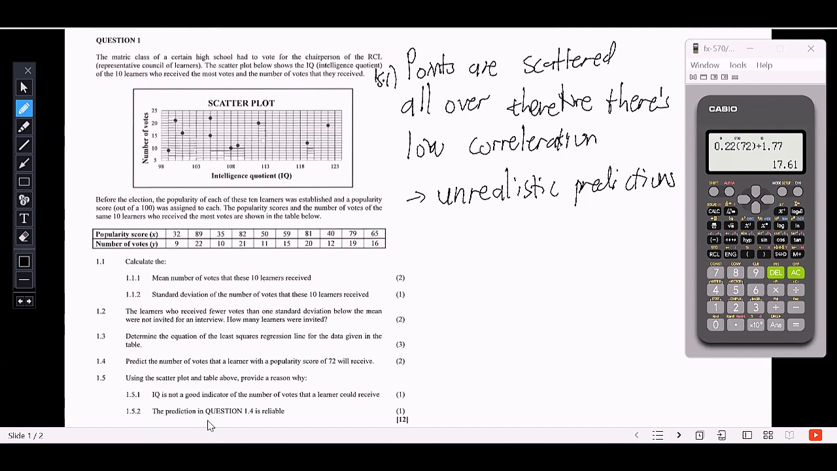Then 1.5.2, the prediction in question 1.4 is reliable. So the prediction in 1.4, how can we ensure that it is reliable, or what tells us that it is reliable? Remember, the 1.4 is coming from the table, right? So if we've used the information on the table, we can prove that by looking at the correlation value there, which is R. So what you do here is again shift and then 1, we go to regression, but this time around we are looking for the value of R. The value of R will be the one that we comment with.